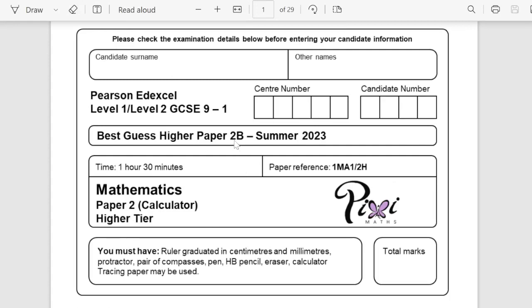Really fantastic papers so far, and I'm sure this one won't let us down at all. This is the higher paper 2B version that was written by them. Really strong. I really enjoyed doing the 2As. This is their 2B paper.